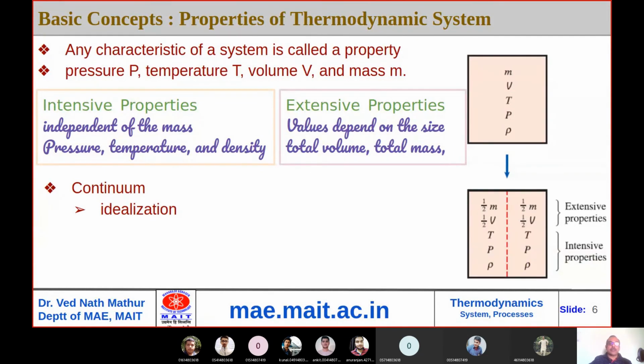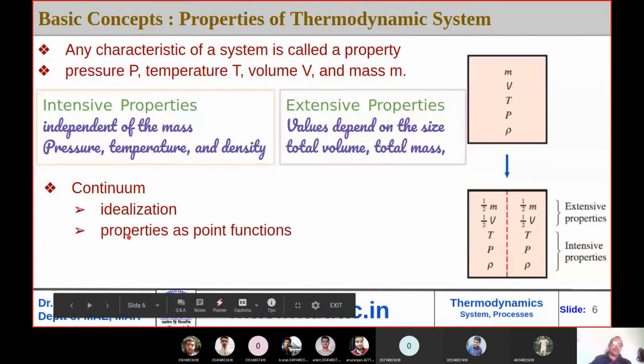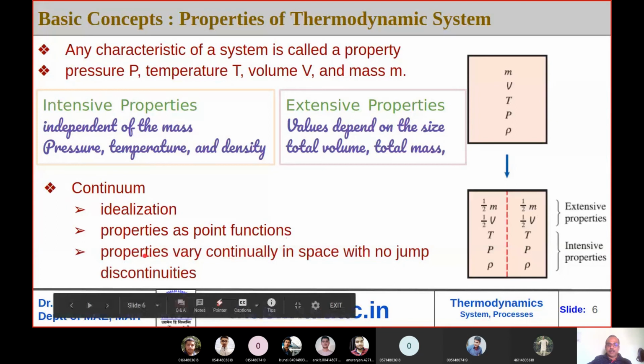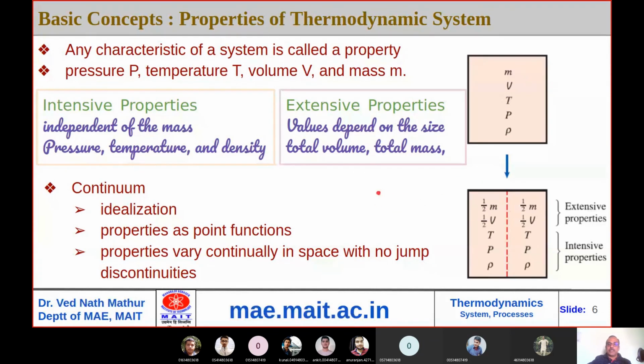This is an idealization for the purpose of calculation, and it helps us to consider all the properties as point functions. It depends upon the point. So we can assume that the properties vary continuously in space with no jump or discontinuity. Otherwise, if you consider the system as made up of discrete particles, then the properties may change when you move from one particle to another particle. So for all thermodynamic calculations, we assume that the properties are continuously changing. So this concept is called continuum.